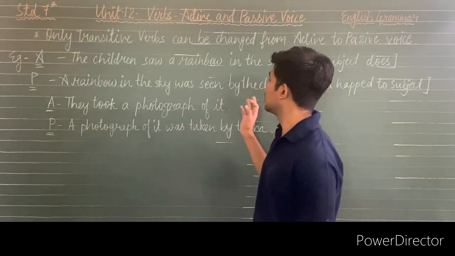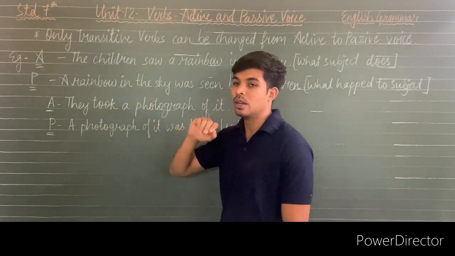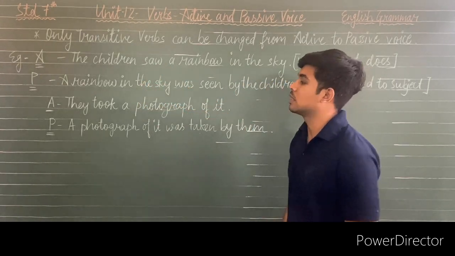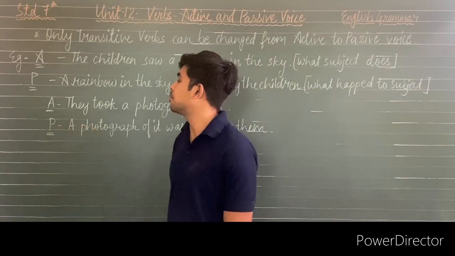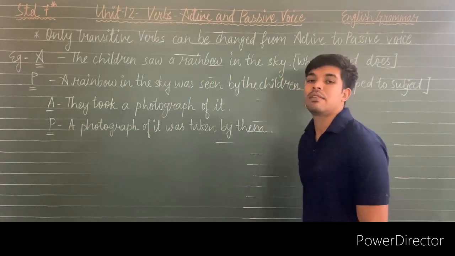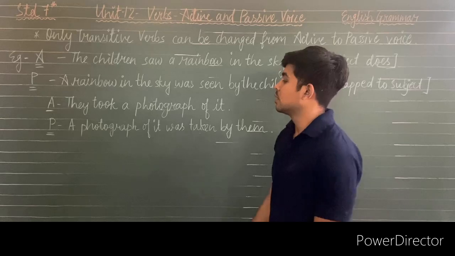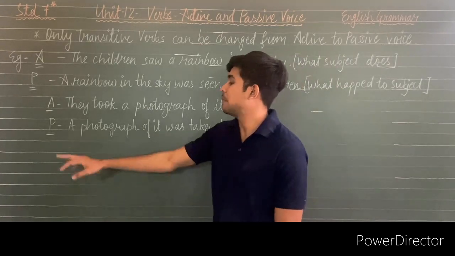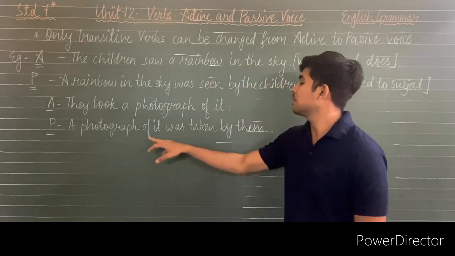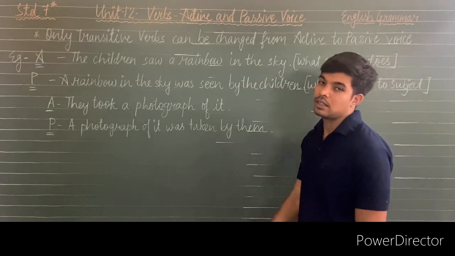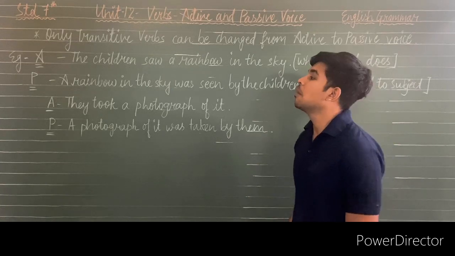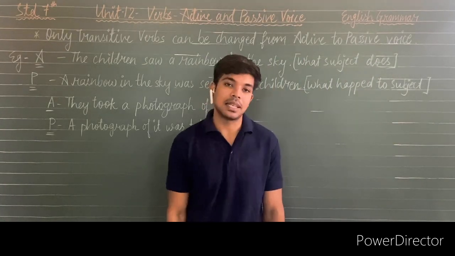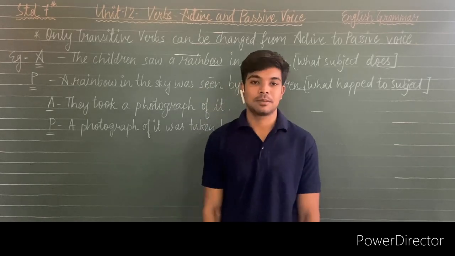What happened to the children? They saw the rainbow. First it was in active, then we have converted it into the passive voice. Then we will look at our next example. They took a photograph of it. So this is what the subject does. Then in passive voice, a photograph of it was taken by them. So this is in the passive voice. Now we'll discuss something more about active and passive voice in this class.